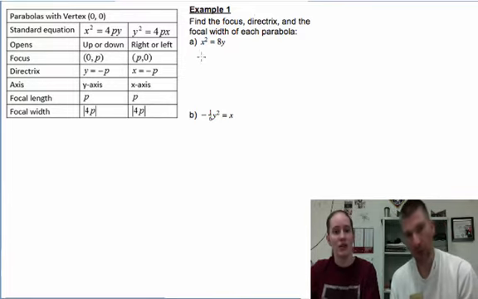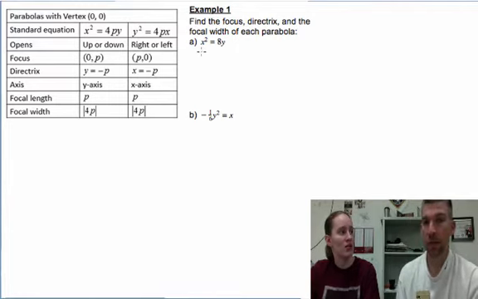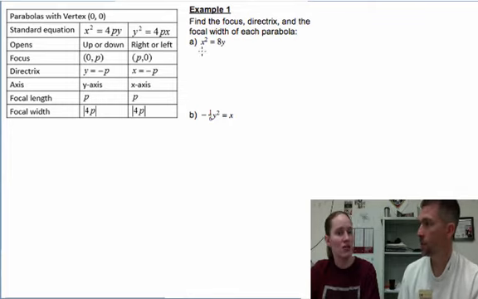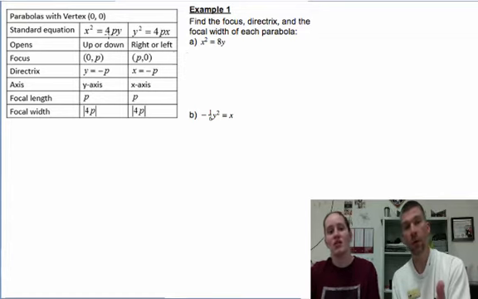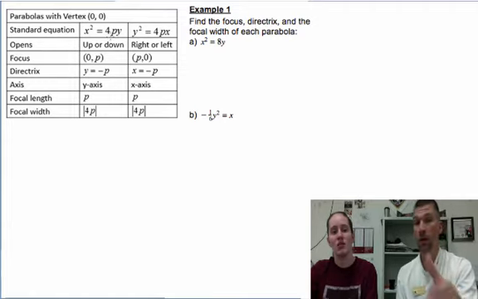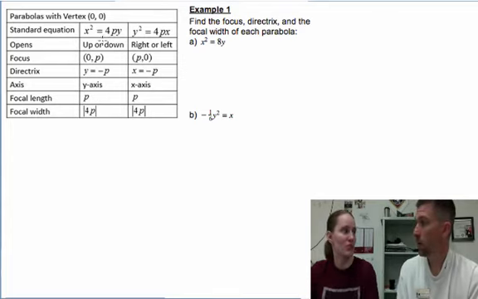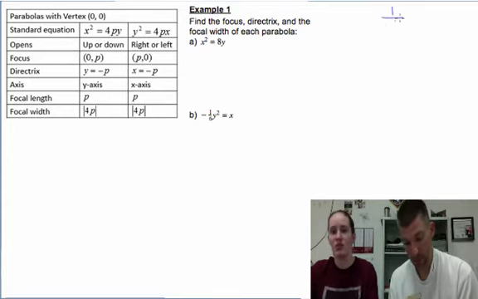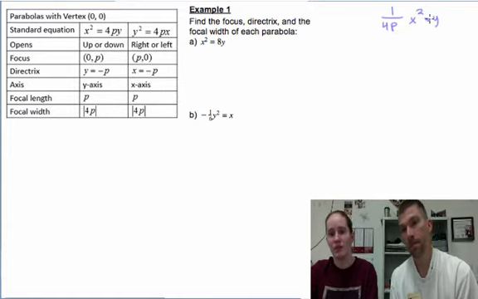Now, I would also say that where it has the standard equation, an alternate way to show that would be to divide by 4p on both sides. And then you actually have the equation you would use to graph. So instead of x squared equals 4py, we could say 1 over 4p times x squared equals y. Sorry, I put a y in there that wasn't supposed to be there. So we could have 1 over 4p x squared equals y, if we wanted.